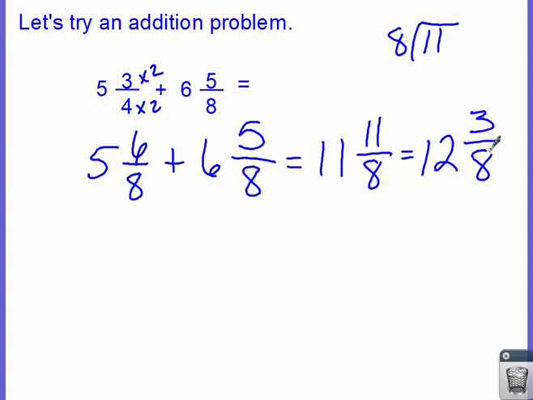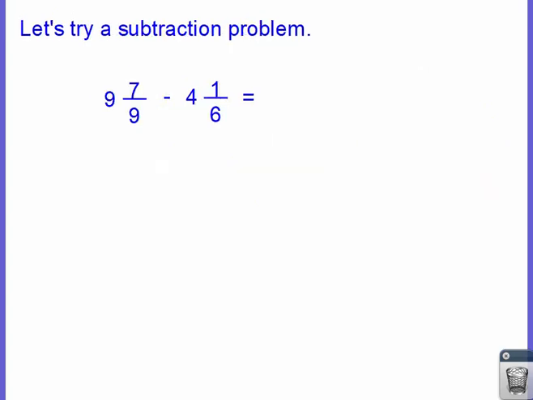So that's addition. So what would we do differently if we had a subtraction? The only thing we would do is subtract in the end. So pause the video and work this one on your own. Okay, let's see how you did. Again, first step, find a common denominator.